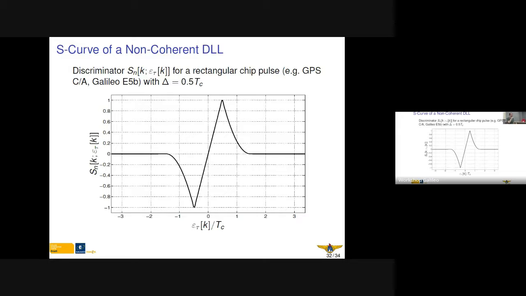This is exactly what happens when we lose track, when the parameter is either changing very fast over time and the loop cannot follow based on its design of the loop filters, or if the noise is suddenly so large that we're drifting too much to the right or to the left, and we are leaving this linear region, and the loop is diverging, and we have lost track.